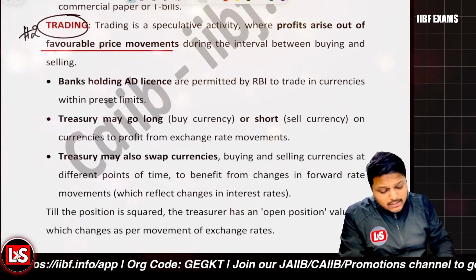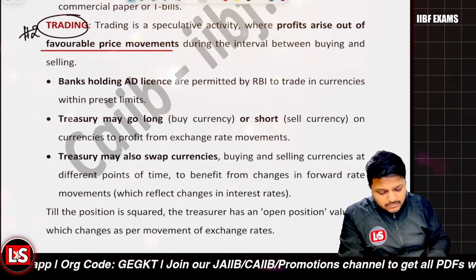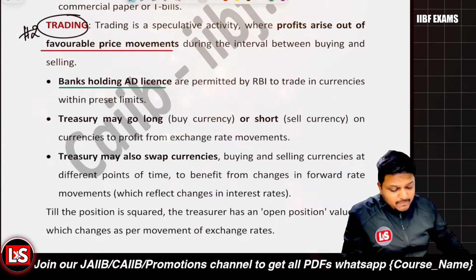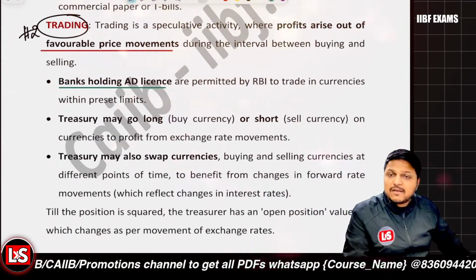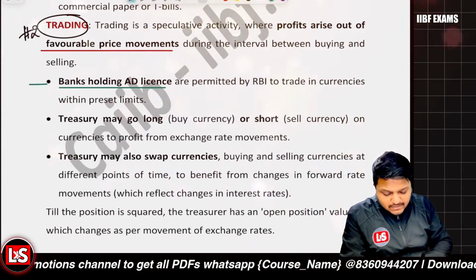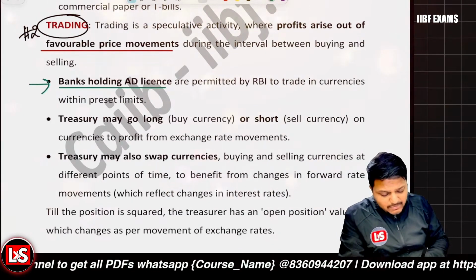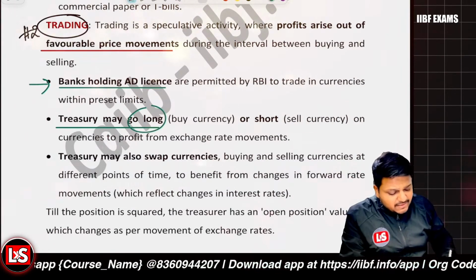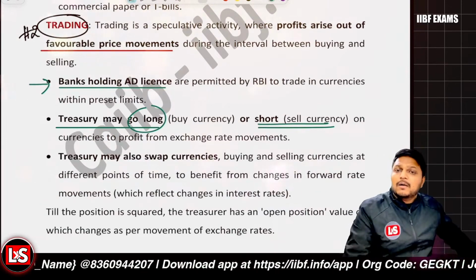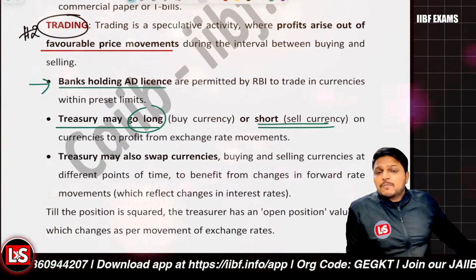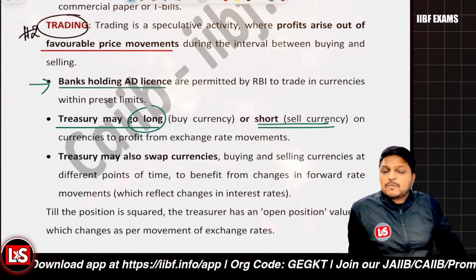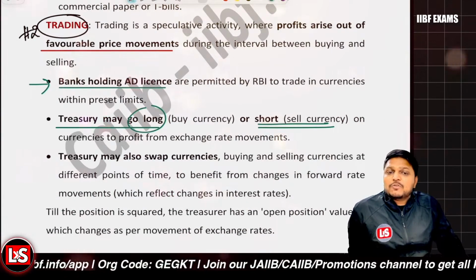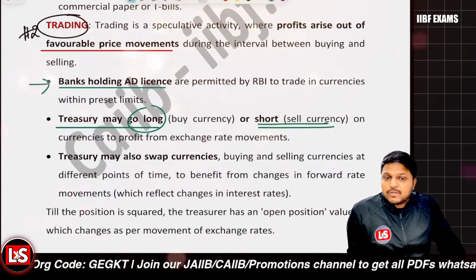Also, the banks holding authorized dealer licenses from the Reserve Bank of India are permitted to trade in currencies within preset limits. The treasury may go long, meaning buying the currency, or may go short, meaning selling the currency. So the banks can attain a long position or a short position. Long position means you are buying the currency, and short position means you are going to sell the currency. So that can also be done.